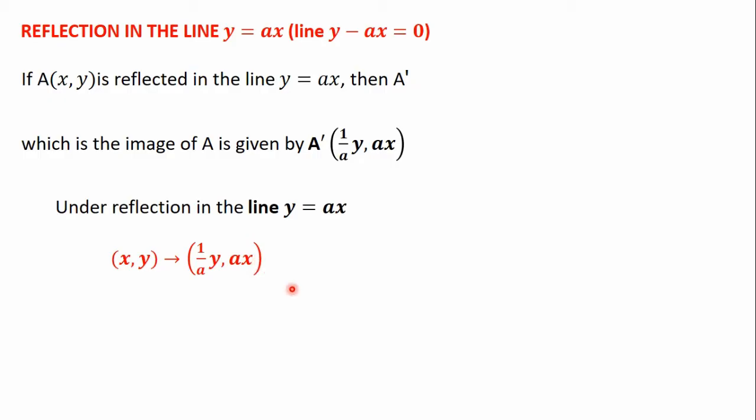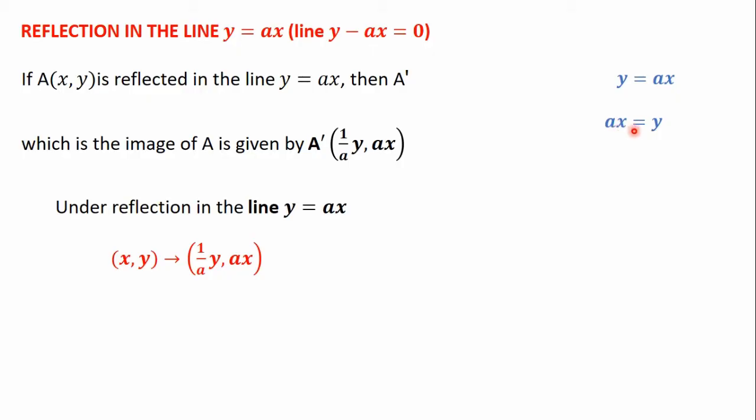Now let's look at something very interesting here. The equation of this line is y is equal to ax. Now look at the y coordinate of the image. It is ax. So the y coordinate is giving us ax. Let's make x the subject of this equation. We have y is equal to ax. Y is equal to ax can also be written as ax is equal to y.